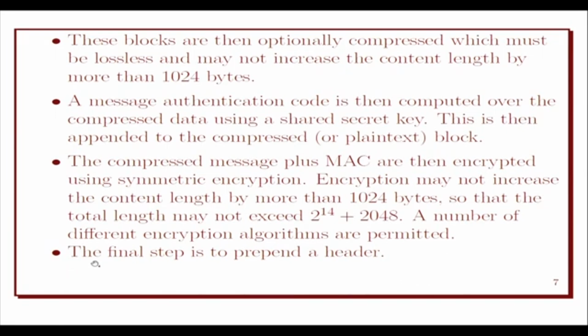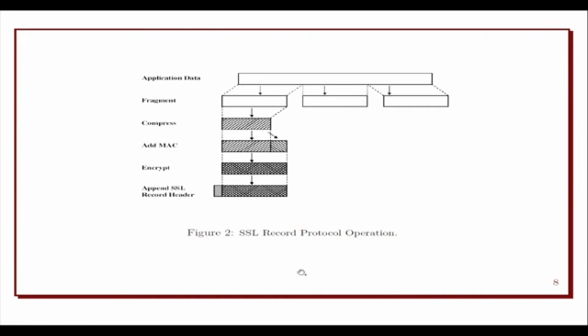And the final step is to prepend the header. We got the encrypted message, and finally we prepend the header. So, this is the general structure, the SSL record protocol operation. Given a message to be sent, we break it into blocks, each of maximum size 2 to the power 14 bytes. These are the fragments. We optionally apply a lossless compression function to compress these blocks to a maximum of 1024 bytes.